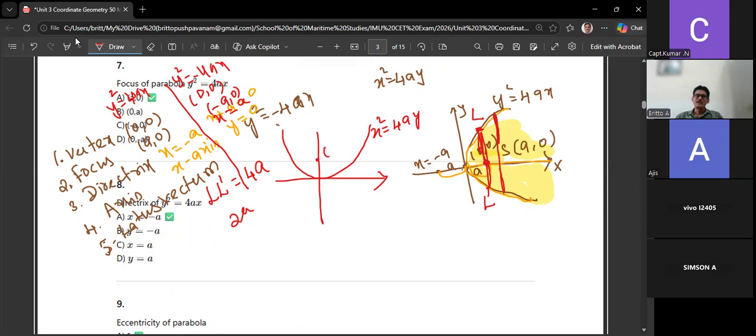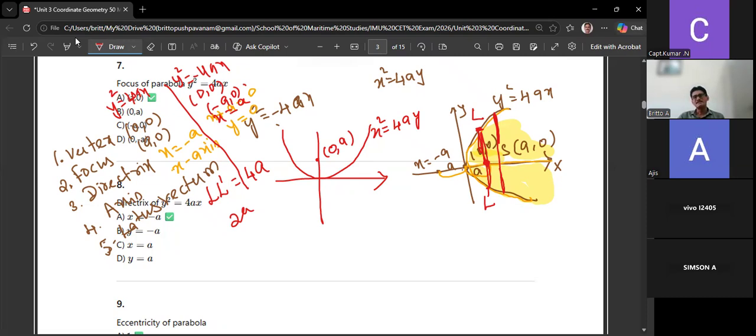So a point along the y-axis above the x-axis means the x value is 0 and the y value is plus a, because above is always positive. Below is negative. So the focus for the parabola x squared equals 4ay is (0, a). What about the axis? The axis is the y-axis because it is symmetrical about the y-axis. Then the latus rectum is the same. There is no change in the latus rectum.